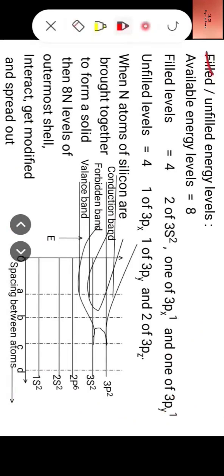So in the outermost shell we are left with only 4 electrons. So 4 electrons will occupy their place. So the total number of available energy levels in the outermost orbit is 8. Now let us look at filled and unfilled energy levels. Since available energy levels are 8, the filled levels are 4, 2 of 3s2, 1 of 3px and 1 of 3py. Now unfilled levels are equal to 4, 1 of 3px, 1 of 3py and 2 of 3pz.